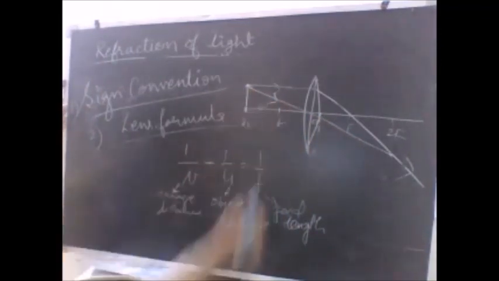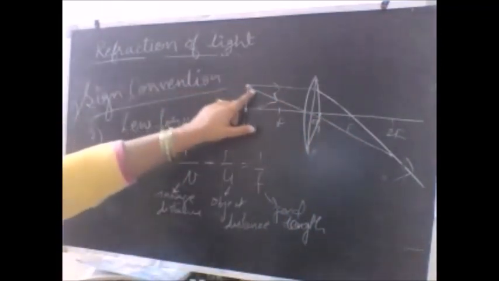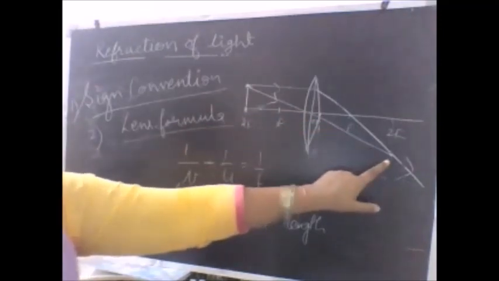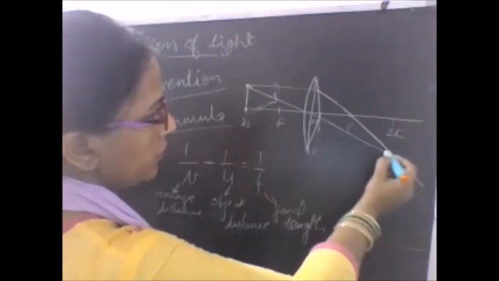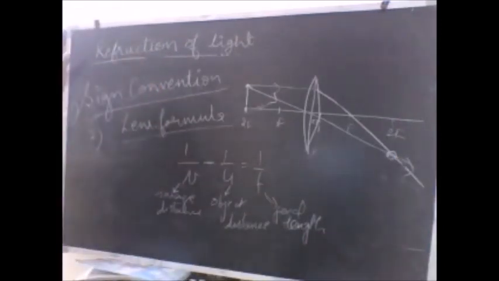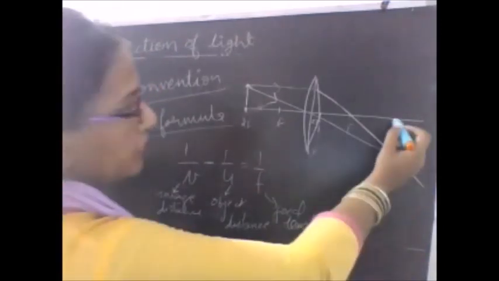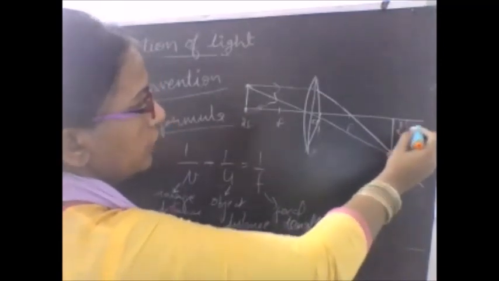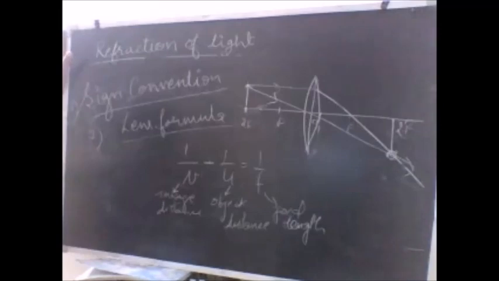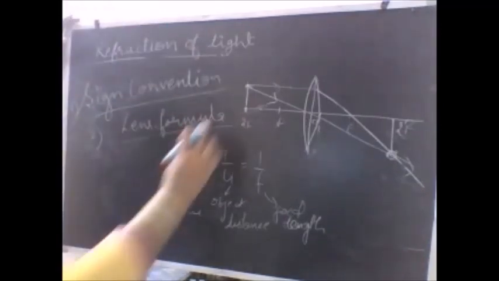Any light ray which is passing through the optical center will pass undeviated. And wherever the two refracted light rays meet, the image is formed at this point. I join a vertical line here to find the image. The image is formed exactly at 2f when the object was taken at 2f.